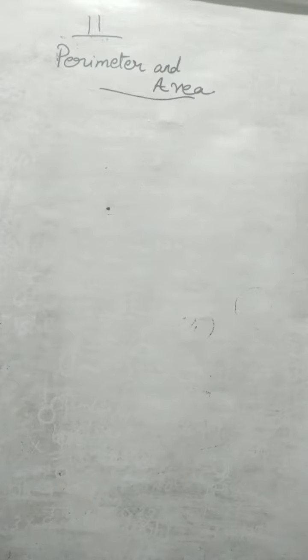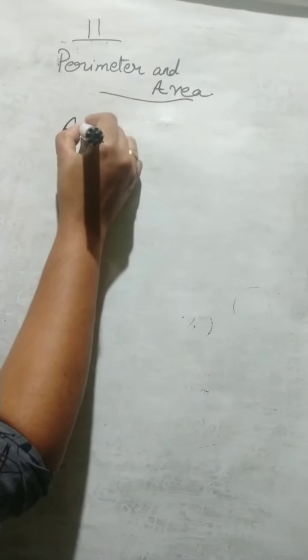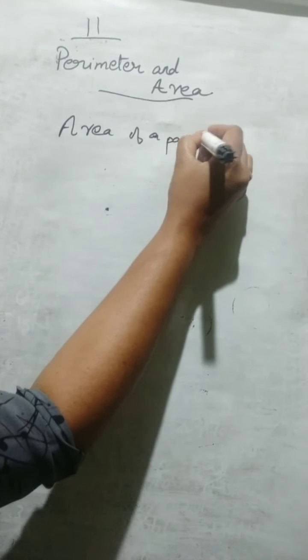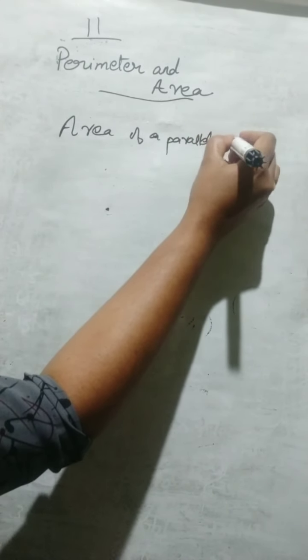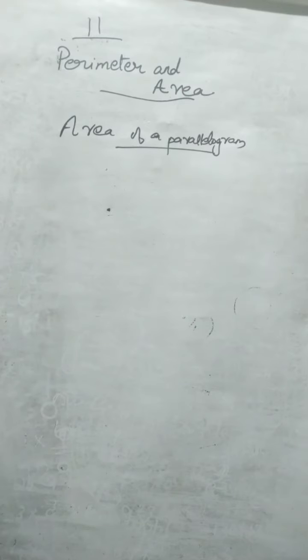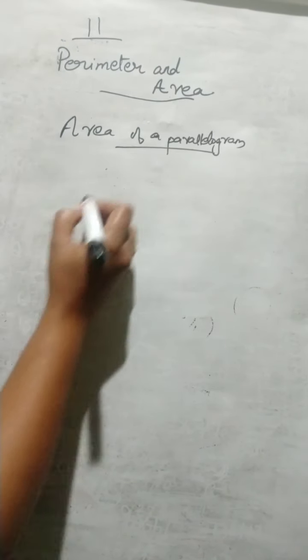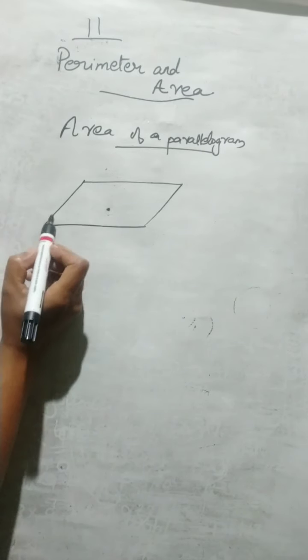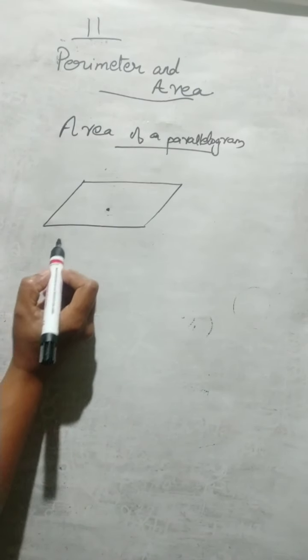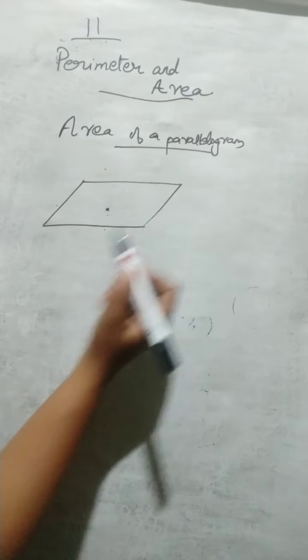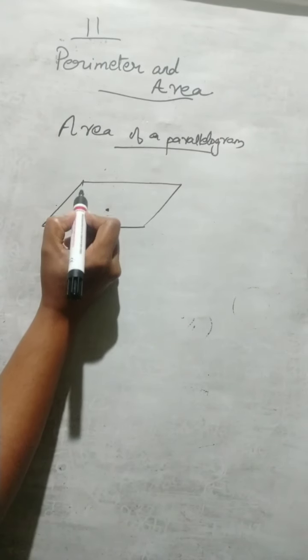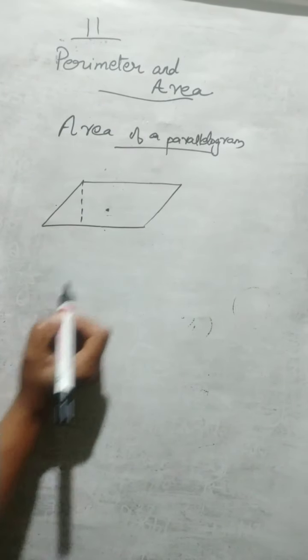Now we can study area of a parallelogram. Okay. This is the shape of a parallelogram. Opposite sides are equal. Then how can we find the area? Here we have to get the height of a parallelogram.